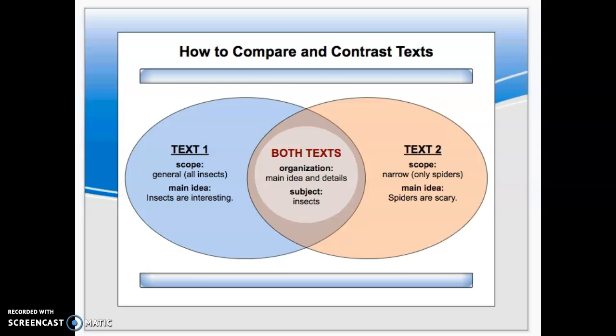Okay. Text 1, the scope is all insects. It's very general. The main idea, insects are interesting. Okay. Text 2, the scope is narrow. It only discusses spiders. Okay. The main idea, spiders are scary. But both texts, the similarities between the two texts is the organization of the main idea and details and the subject, insects.